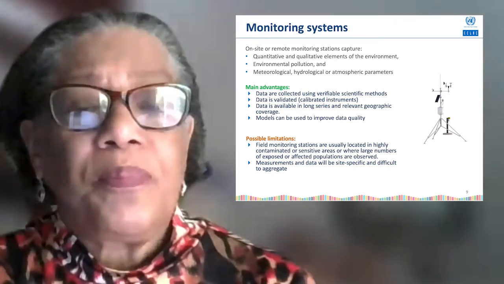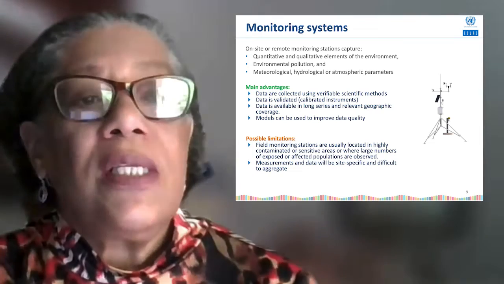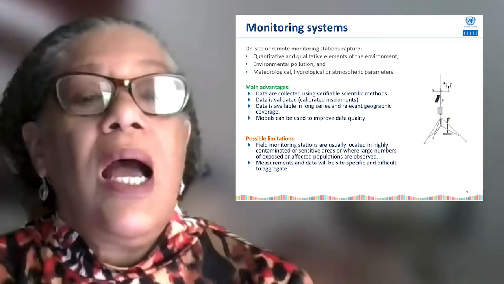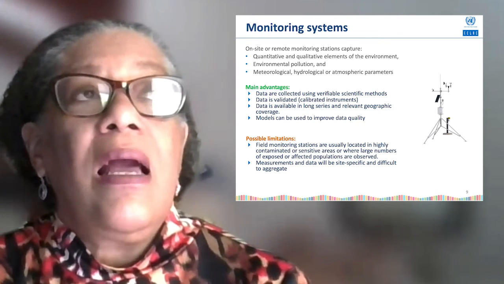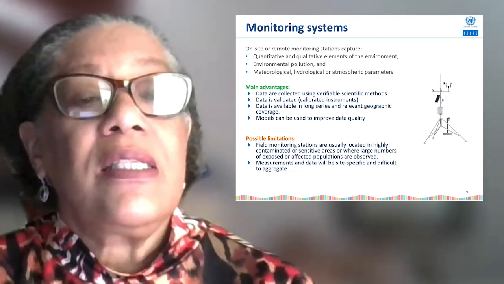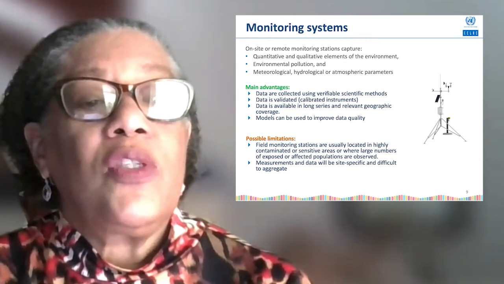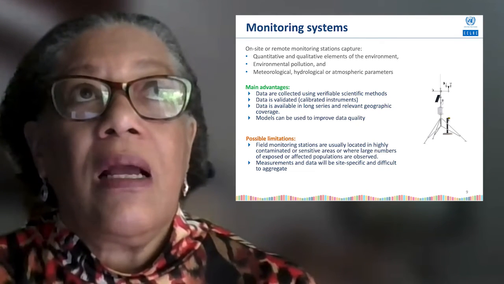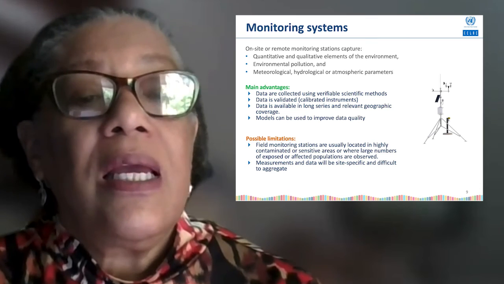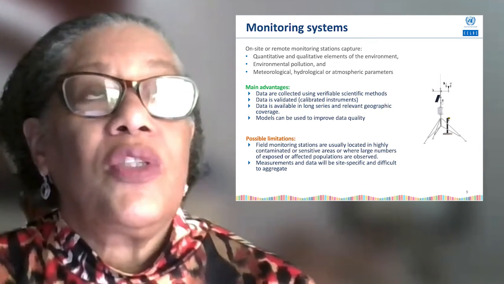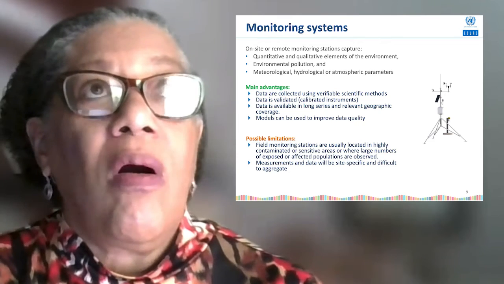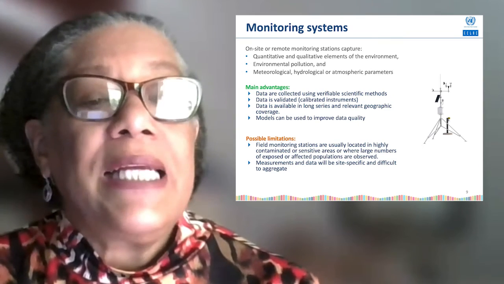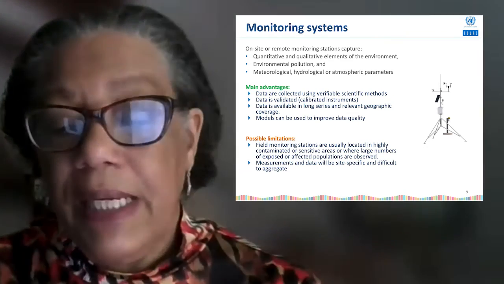data quality. The possible limitations of using monitoring systems are that field monitoring stations are usually located in highly contaminated or sensitive areas, or where large numbers of exposed or affected populations are observed. And this is for the use of the collection by the agency involved, and may not always be useful, may not always cover the entire environmental area. The measurements and data will be site-specific and may be difficult to aggregate.